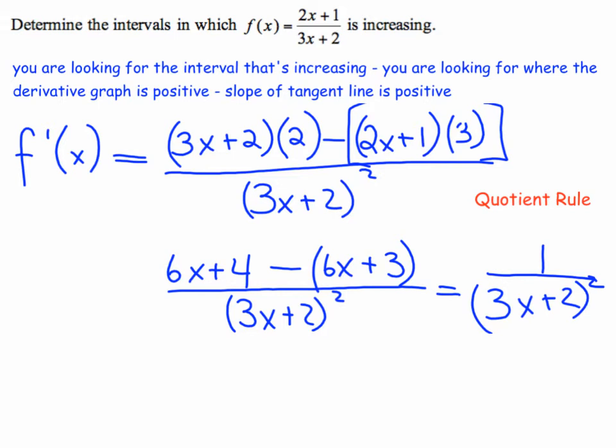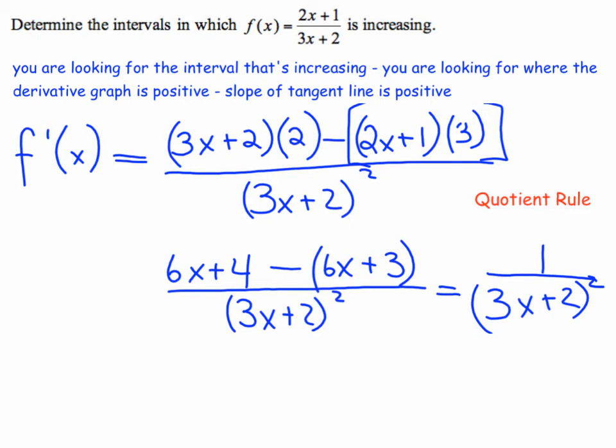You're looking for where the derivative graph is positive, which means the slope of the tangent line is positive, because remember the derivative is the slope. In order to take the derivative of f of x, we need to use the quotient rule. So we leave g, take the derivative of f, which is 2, minus, leave f and take the derivative of the denominator, which is 3, all over 3x plus 2 squared. If you're not familiar with the quotient rule, please look back in your notes or look back into a YouTube lesson on the quotient rule.